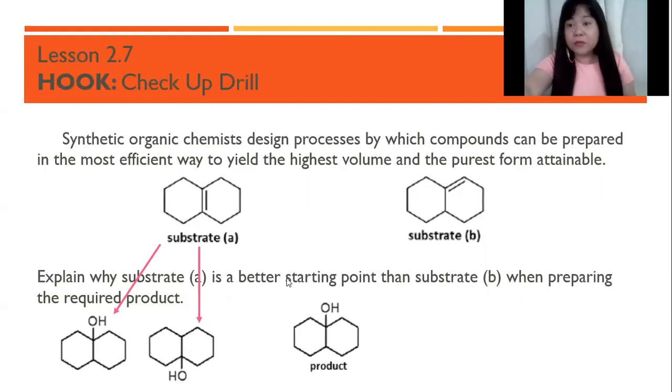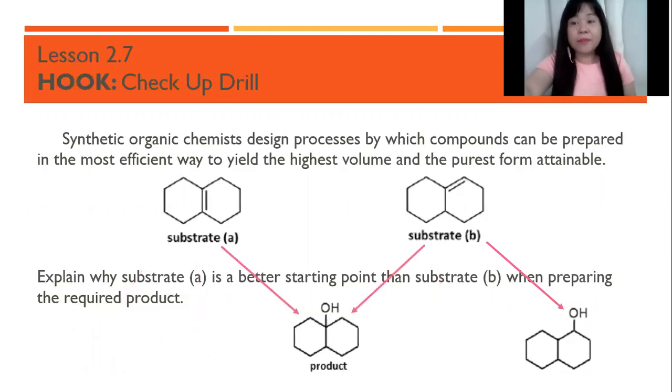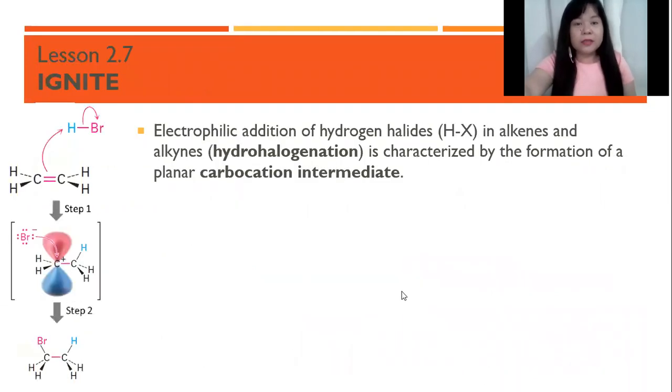On the other hand, for substrate B, when the OH group attaches itself to either of the two carbons holding the double bond, the end products are different. Only one of them is equivalent to the desired product. Therefore, substrate A is a better starting point than substrate B. To learn more about reactions like these, we will proceed to the topic.